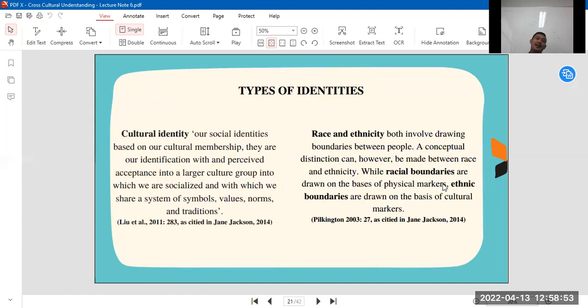The other types of identities are cultural identity. Our emotional attachment to a particular group is impacted by how we believe others perceive our cultural identity. Here we talk about our social identities based on our cultural membership. They are our identifications with and perceived acceptance into a larger culture group into which we are socialized and with which we share a system of symbols, values, norms, and traditions.